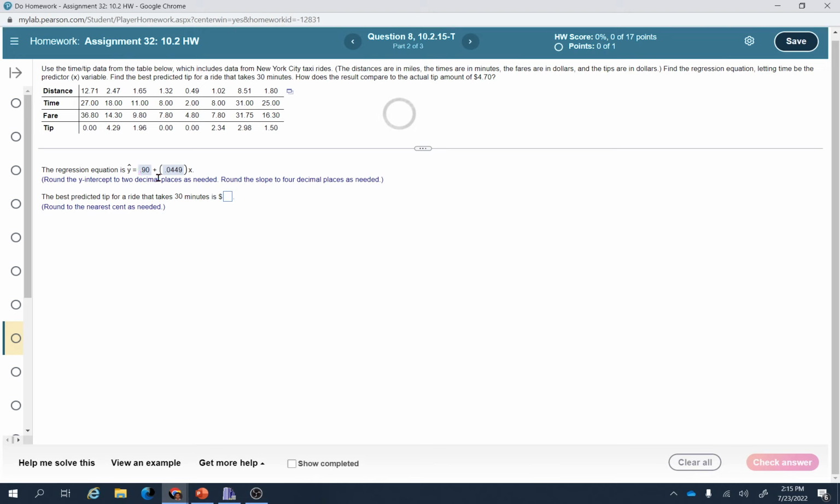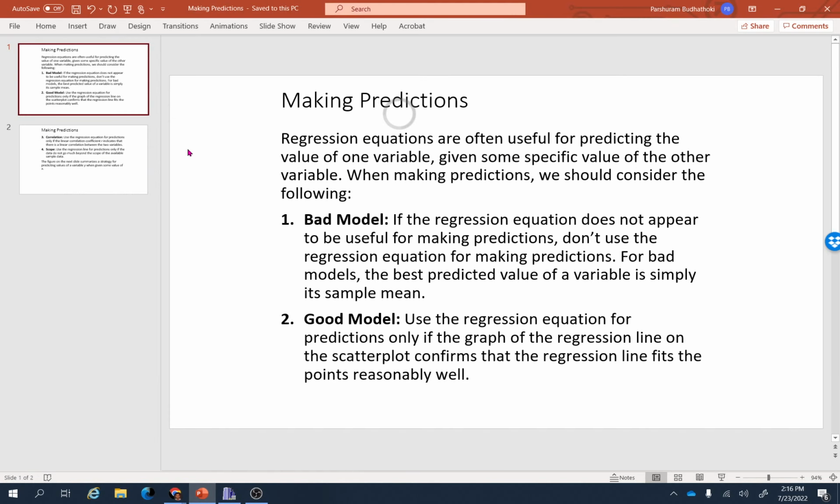step will be there for the right 30 minutes. But remember, to make that prediction, this problem should satisfy some conditions. You cannot just use this regression equation to make the prediction. So I'm going to show you when we can make the prediction. To make the prediction, the model you're using has to be a good model, not a bad model.